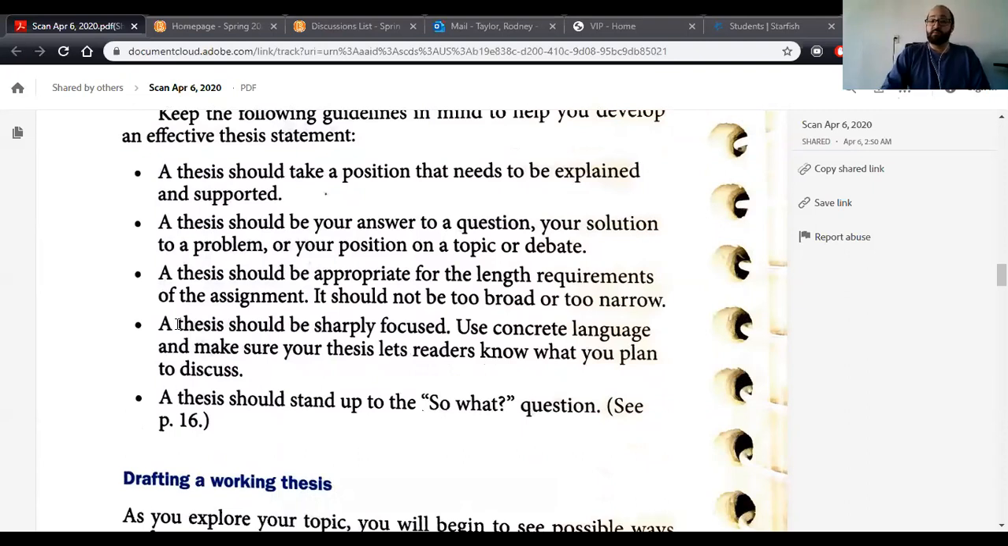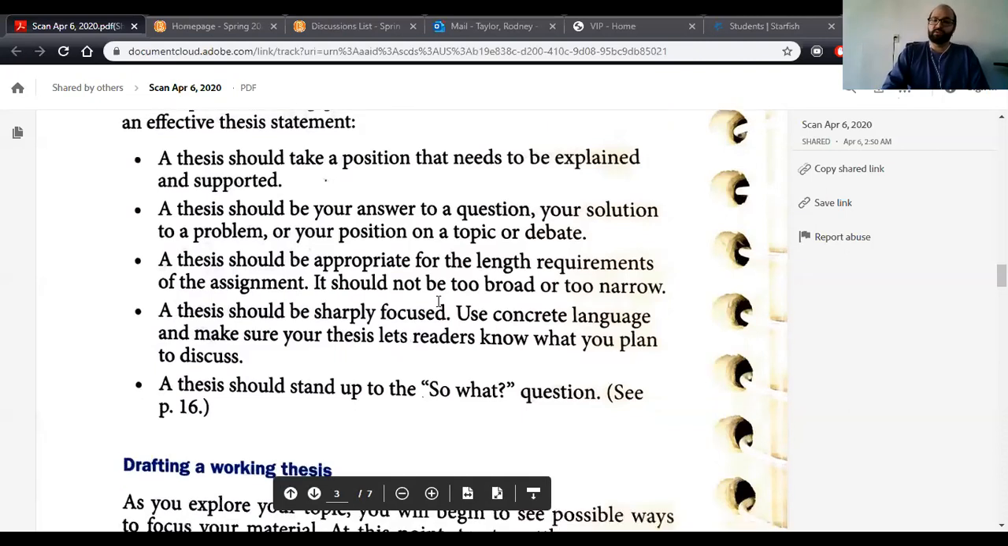But before you get into having a thesis statement, it's always a great idea to start off with a question. And we call that a research question. And I'll go over that in a minute. But a thesis should be appropriate for the length requirements of the assignment. It should not be too broad or too narrow.